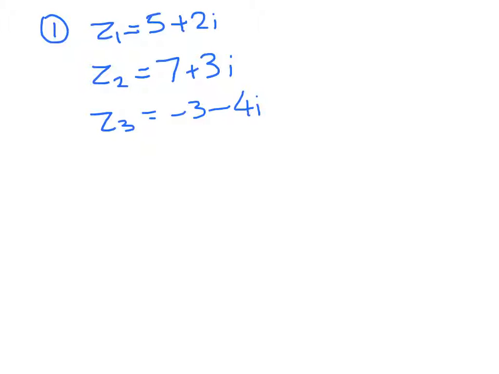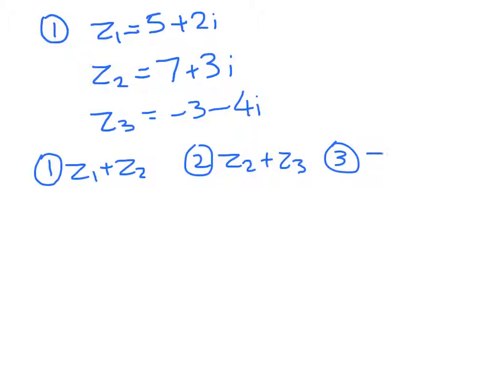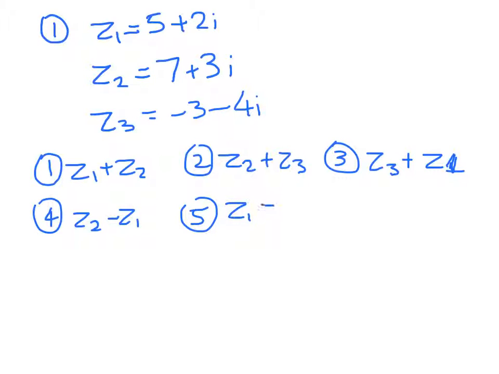Now we're going to practice the following examples. Number 1, Z1 plus Z2. Number 2, Z2 plus Z3. Number 3, Z3 plus Z1. Number 4, we'll do some subtraction, Z2 take away Z1. Number 5, multiplication, Z1 times Z2. And number 6, Z2 times Z3.